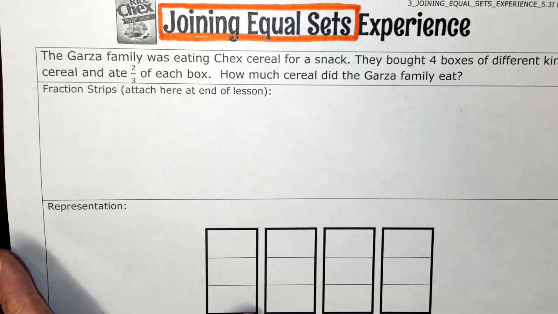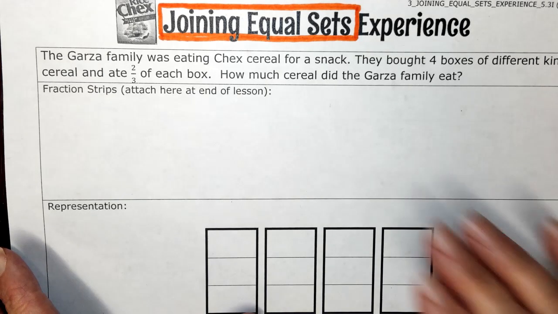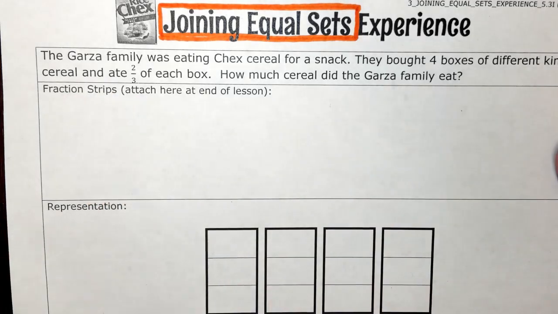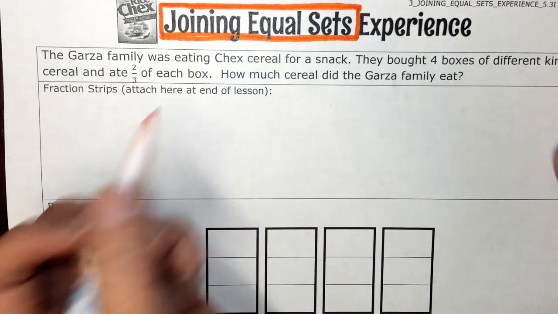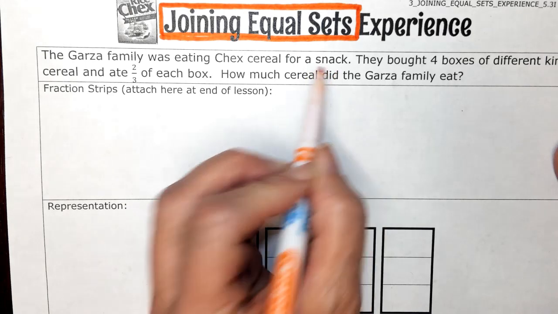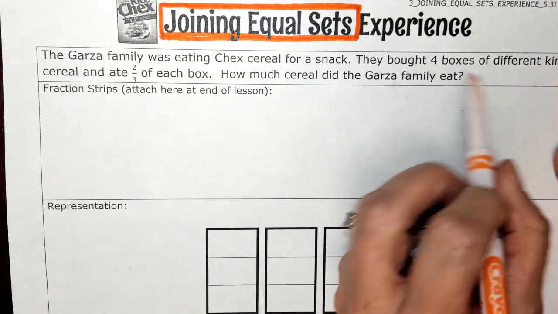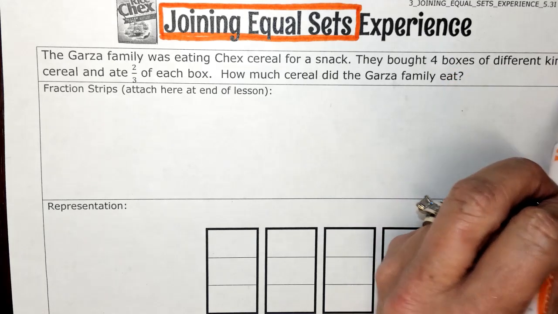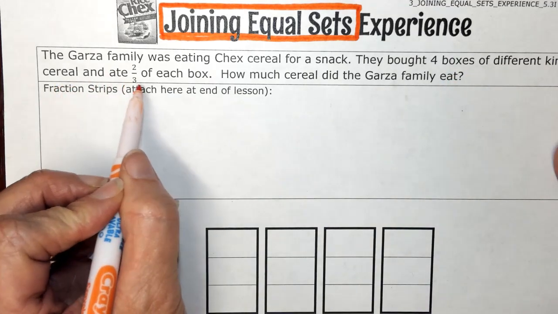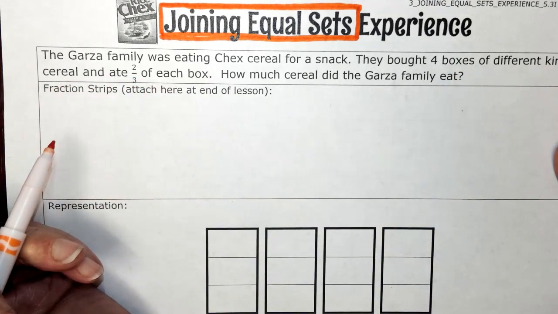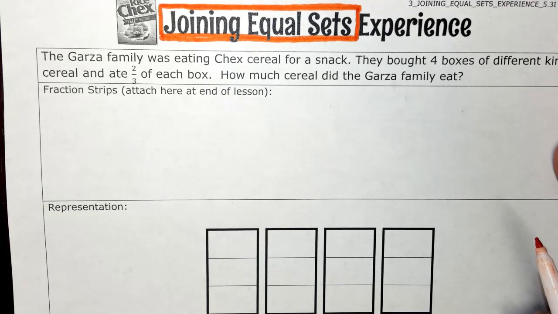So join with me in reading about the Garza family. It says the Garza family was eating Chex Mix cereal for a snack. They bought four boxes of different kinds of cereal and ate 2/3 of each box. How much cereal did the Garza family eat?